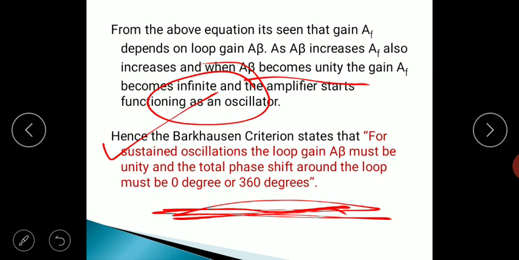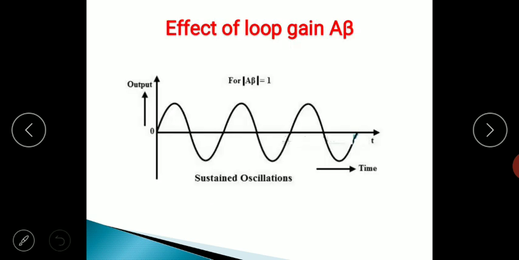Now, what is the effect of this loop gain A beta on the oscillations? If you want to have sustained, undamped oscillations generated from the oscillator, compulsorily A beta should be equal to 1. But if the value of A beta is not exactly equal to 1, if it is greater than 1 or if it is less than 1, what happens? That is explained in the next 2 slides. That is the effect of loop gain A beta.